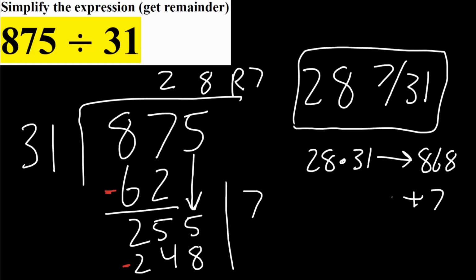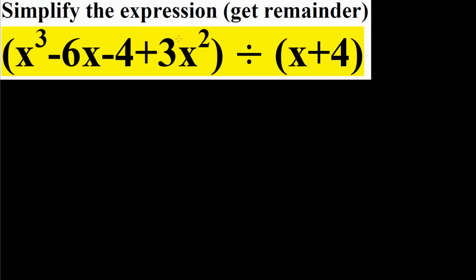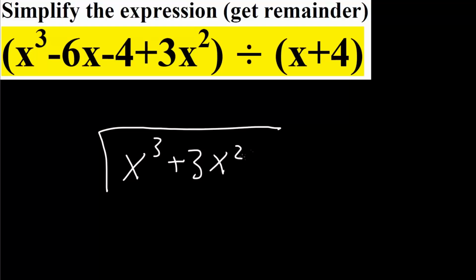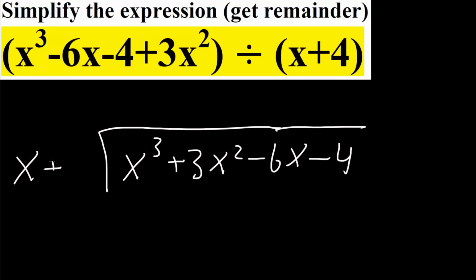And now we will do the second problem. So we're dividing this polynomial by x plus 4. And so the first thing we want to do is rearrange this where we have our polynomial in decreasing order. So 3, 2, 1, and 0. And so we would get x cubed plus 3x squared minus 6x minus 4. So like 3, 2, x is essentially 1, and then no x. Divided by x plus 4.